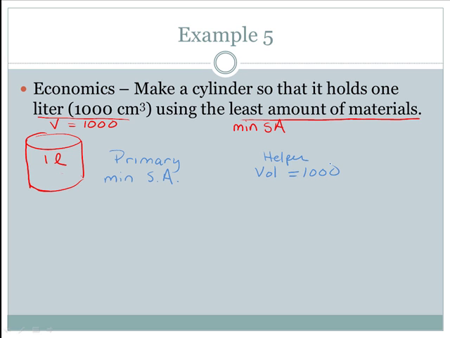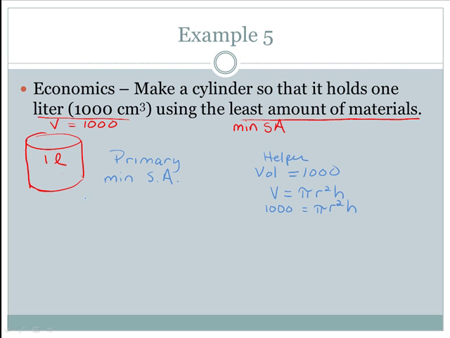So to minimize the surface area we need a helper, and in this case it's a volume. So let's start with the helper first. The volume of a cylinder is pi r squared h. So we know that the volume is 1,000, and so that equals pi r squared h. We'll come back to that as soon as we need it.